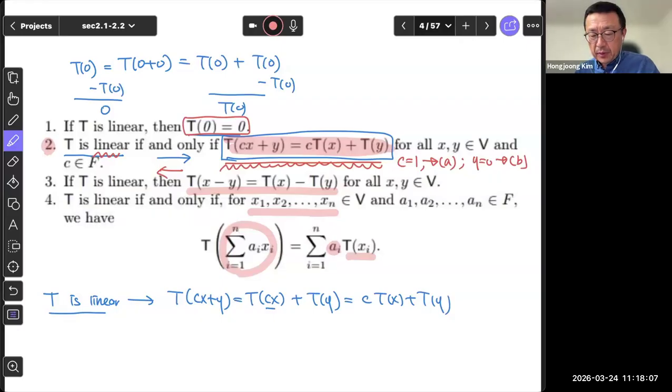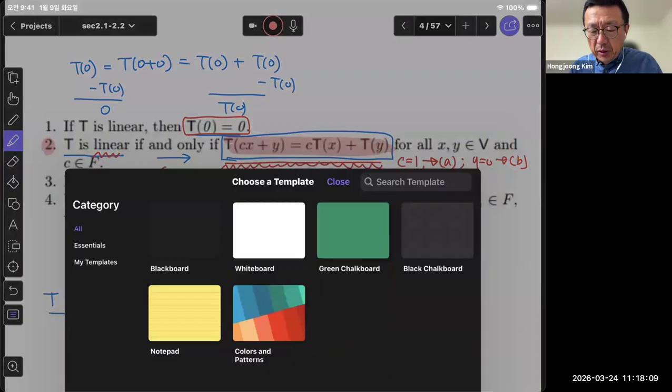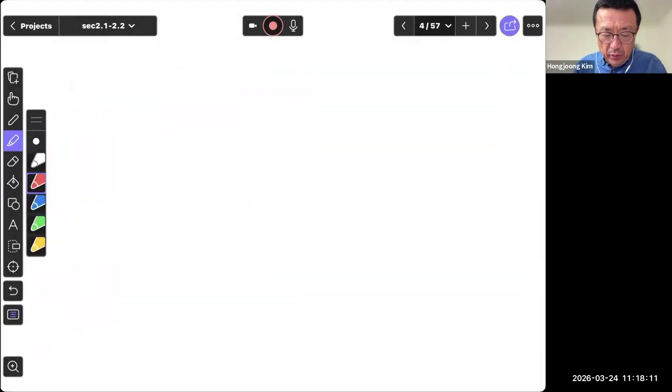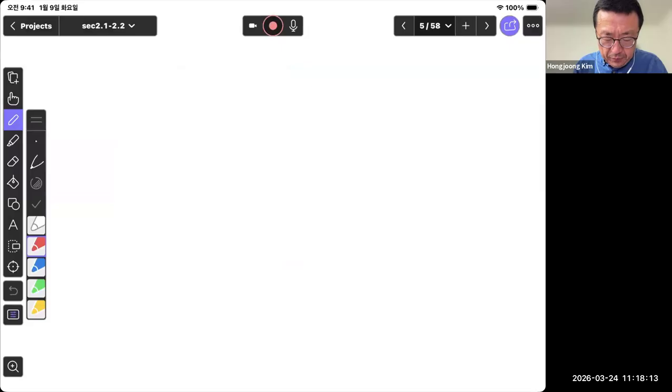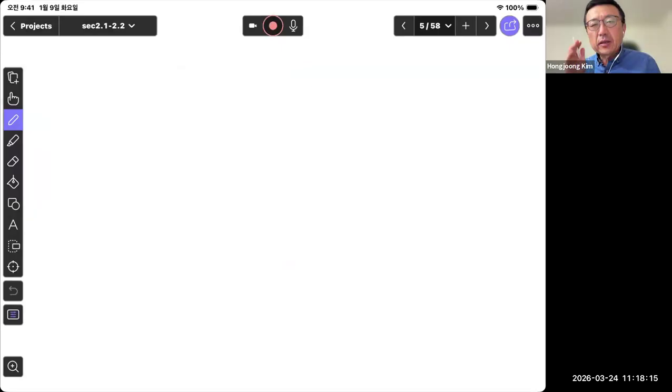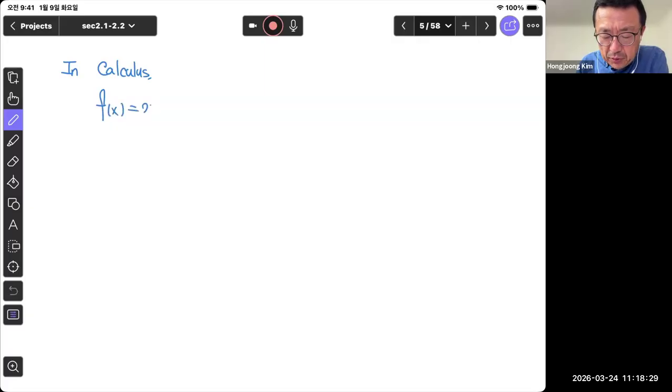Now, at this point, let me just clarify one thing. In calculus, if I define f of x by x plus 1, the graph is a straight line.